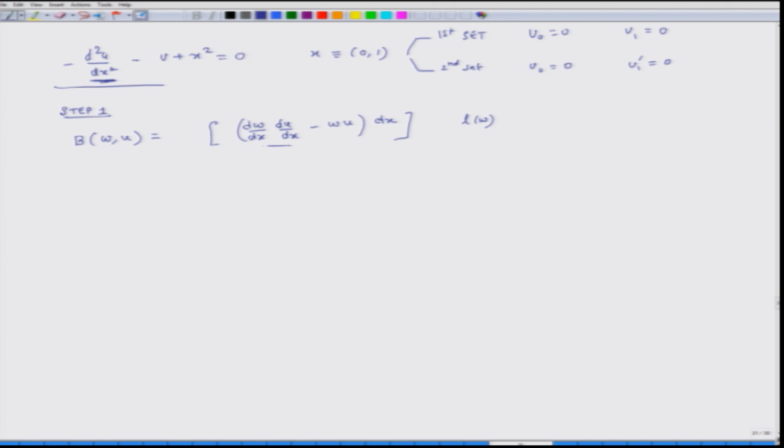and the linear functional associated with this differential equation is L of W, and that equals minus integral from 0 to 1 of W x square dx plus some boundary terms. If you are not sure of how we get this, you again follow the same process which we have explained several times earlier, that you multiply this whole equation by W, integrate it with respect to x, integrate it by parts, and you will get this form. Okay. So, this L functional will give us the F vector or the forcing vector, and the B functional will give us the n by n matrix.